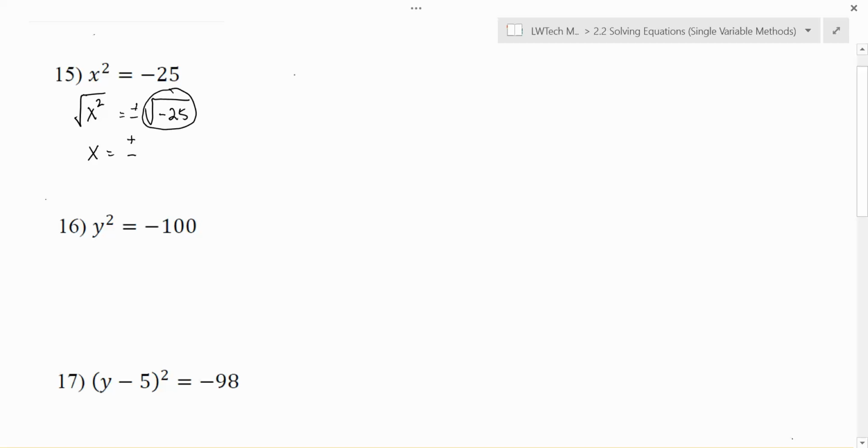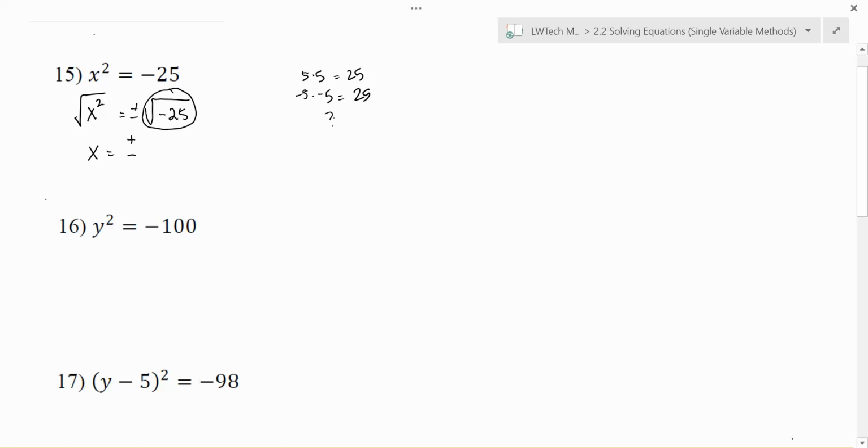Now, let's think about this for a little bit. What number can you multiply by itself to get negative 25? If you do 5 times 5, we get positive 25. If we do negative 5 times negative 5, we also get positive 25. So when we come here and we try to take the square root of negative 25, there isn't a normal number that can work.